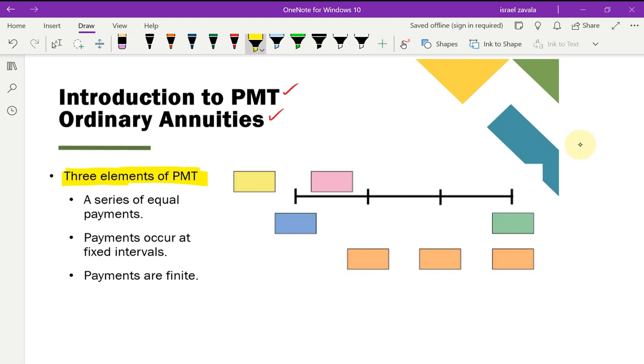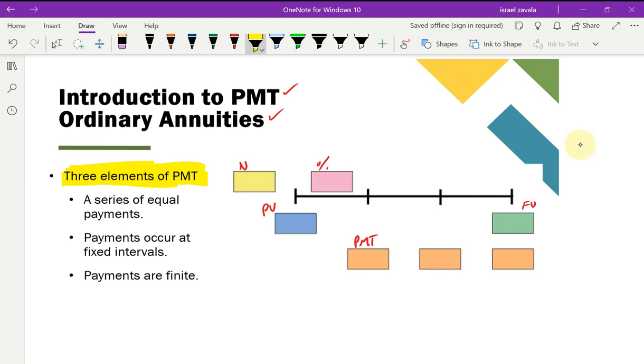So actually, before I get into that, let's talk a little bit about our timeline, because as you can see, I've introduced a new set of blocks here. So here we have our number of periods, we have our interest rate, this is our RY, we have our present value, and we have our future value. Let's erase that here for a second. So we are introducing this new set of blocks, the payment blocks, okay? Now, let's go through the three elements of payments.